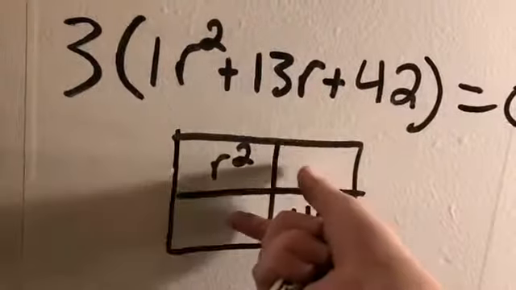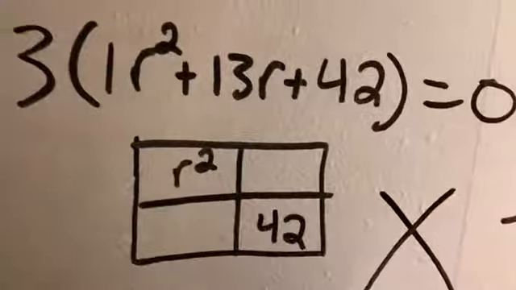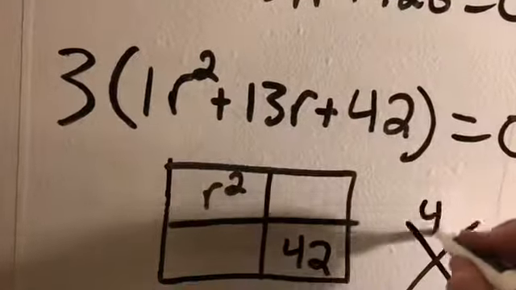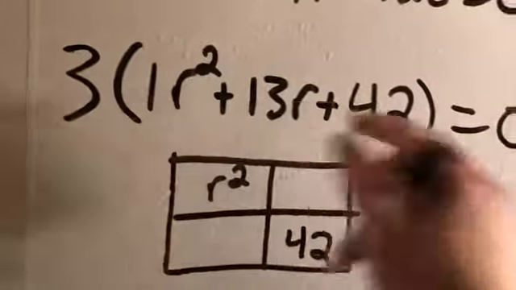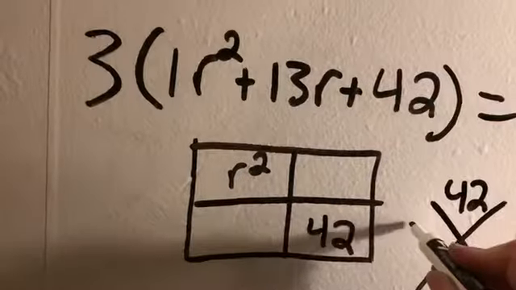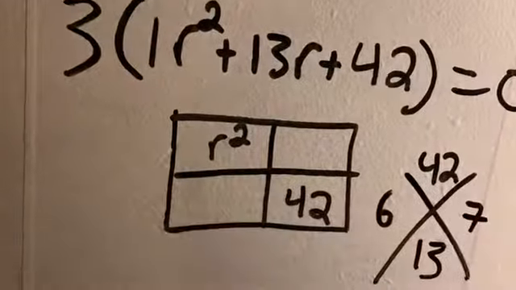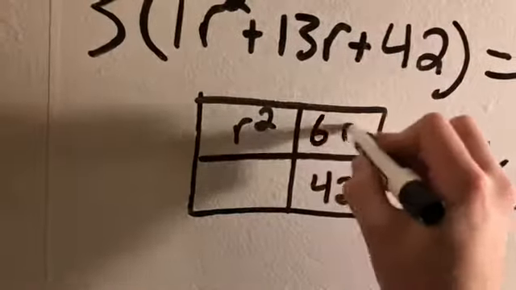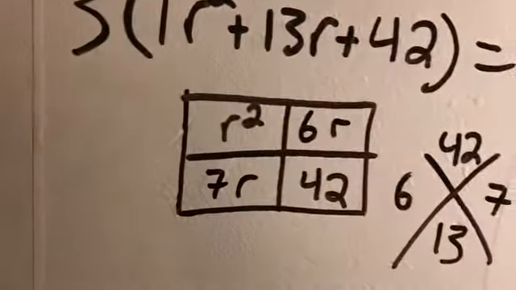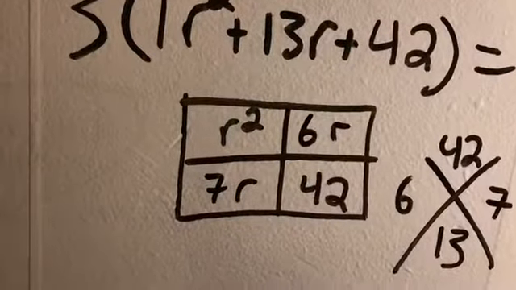Now how do we split up that 13r? Well, what multiplies to the last number and what adds or subtracts to the middle? I know 6 times 7 is 42, 6 plus 7 is 13. So that becomes 6r and 7r. And now we can start breaking it down.